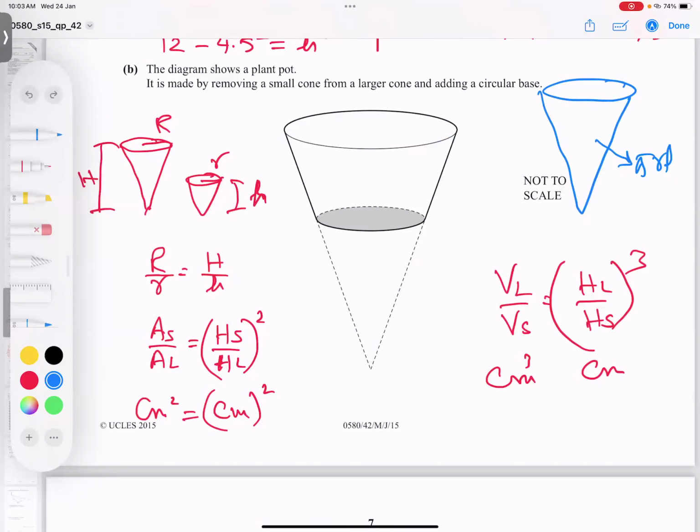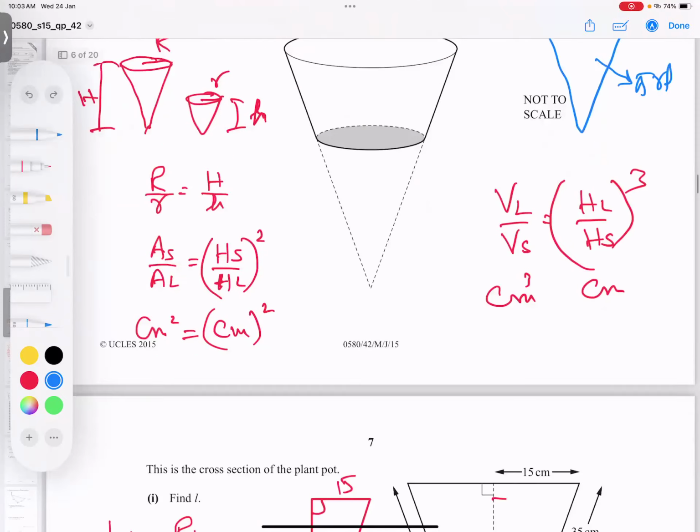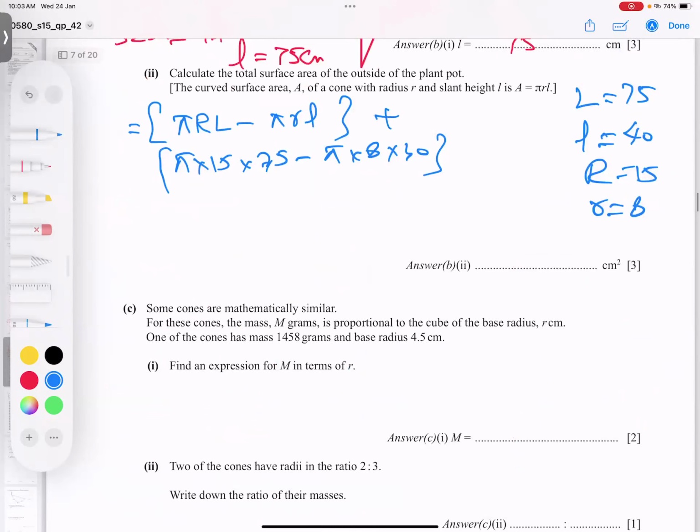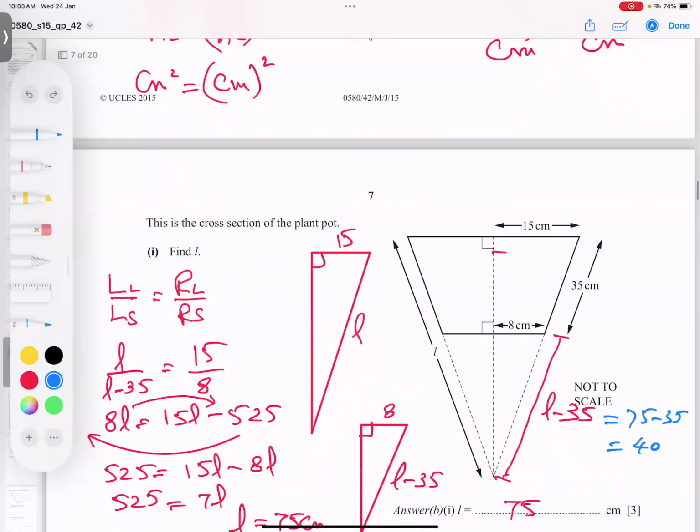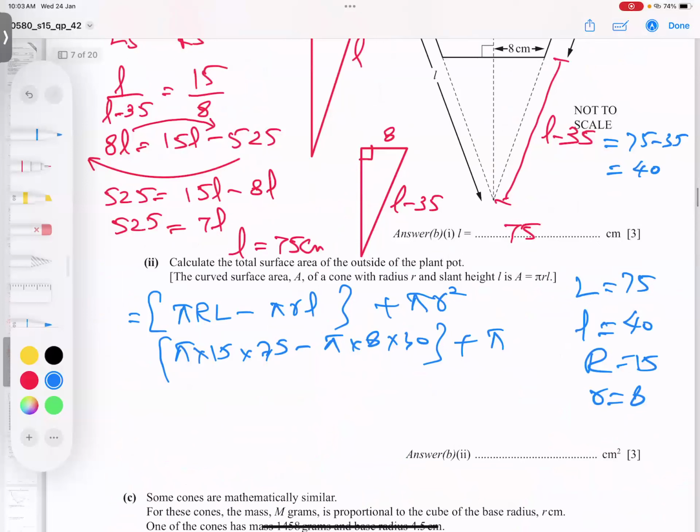But I'm missing one thing. What? The base circle area. And what is the circle area formula? Pi r squared. So I will add it, but make sure, students, pi r squared. I will not take the bigger radius. Wrong. I will take the lower circle. So pi, the lower radius is 8, so pi 8 squared. Alhamdulillah Rabbil Alameen. And I believe it's clear.